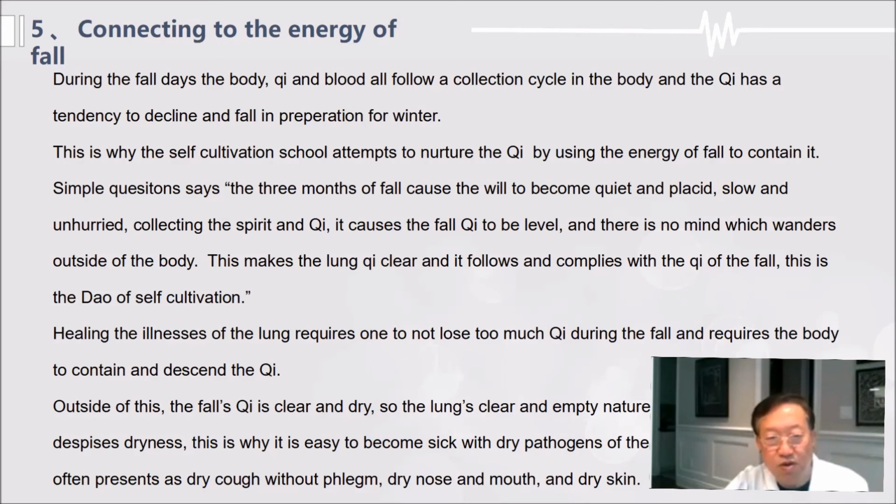Healing the illnesses of the lung requires one not to lose too much qi during the fall, and requires the body to contain and descend qi. Outside of this, the fall's qi is clear and dry, so the lung's clear and empty nature prefers to be moist and despises dryness. This is why it's easy to become sick with dry pathogens of the lung in the fall. In clinic, this often presents as dry cough without phlegm, dry nose and mouth, and dry skin.